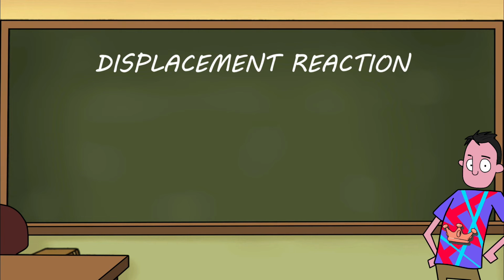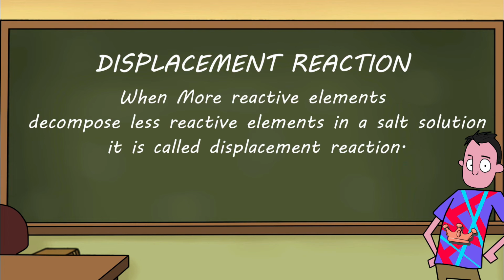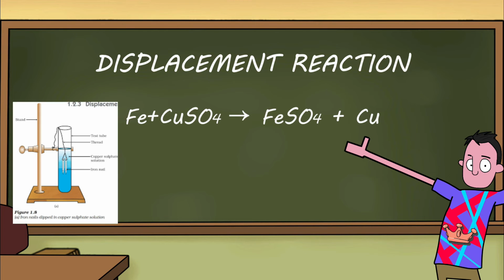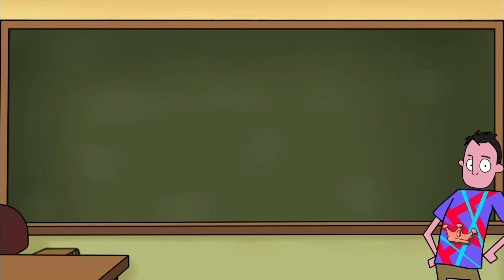Displacement reaction. When more reactive elements displace less reactive elements in a salt solution, it is called displacement reaction. For example, in this reaction, iron, a highly reactive element, displaces the less reactive element copper from salt solution. So, iron becomes brownish in color and blue color copper sulfate fades.